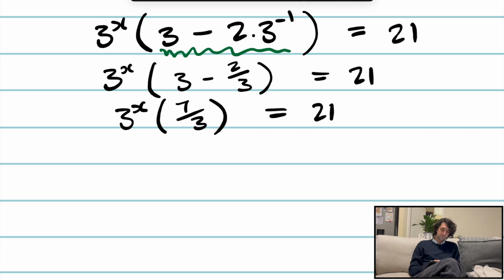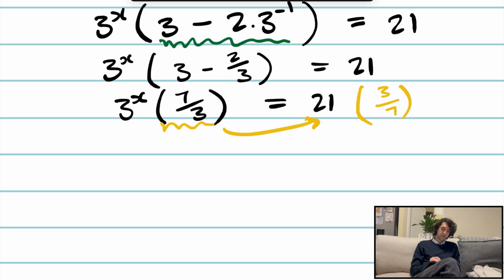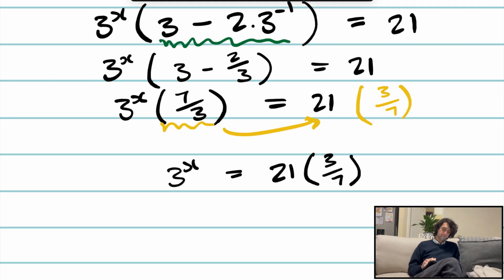And just as before, I'm going to take the 7 over 3 over to this side, and when you do that, it actually becomes inversed. Remember, this equal sign is like a wormhole. It inverses everything when you bring things over it. That's the way I at least like to look at it. So this is now 21 multiplied by 3 over 7.